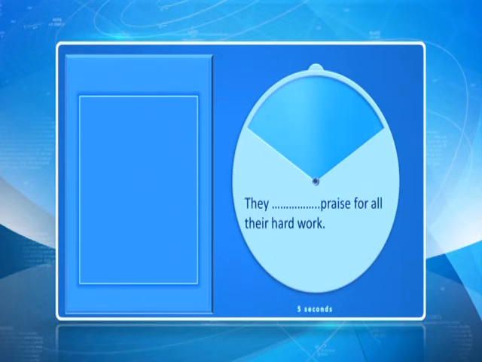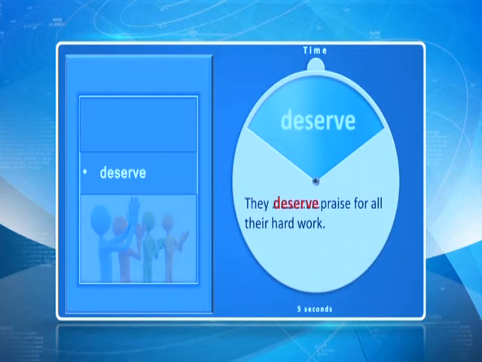Sentence number 3: they, blank, praise for all their hard work. The list of words is cycle, deserve, do without, and honor. So here we have a team member who are working really hard, and they merit, or they are worthy of praise and appreciation and admiration. So the word here that means merit and worthy is the word deserve. They deserve praise for all their hard work.